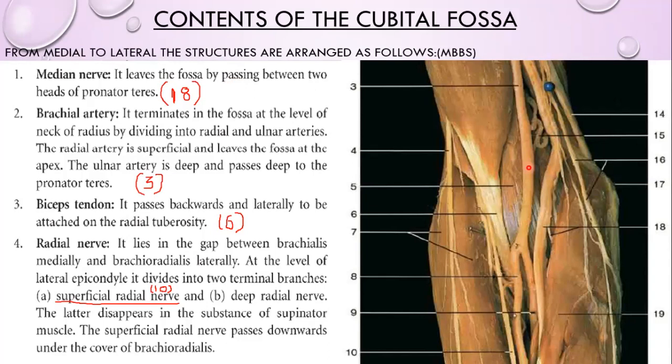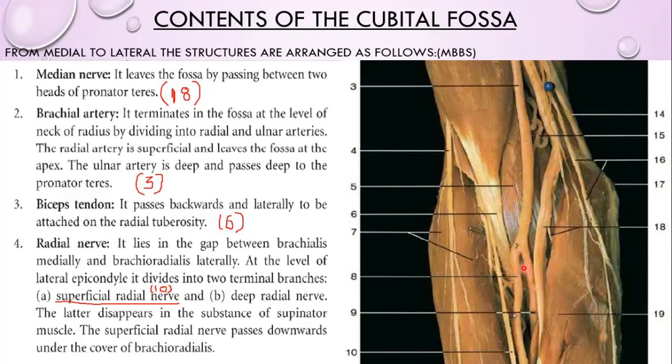Then it will usually leave the cubital fossa by passing between the two heads of pronator teres, and within the cubital fossa, you can see it is giving a muscular branch to pronator teres muscle. Then you can see here the brachial artery, which usually terminates in the fossa at the level of the neck of radius. It will divide into radial artery, lying lateral, and ulnar artery, lying medial.